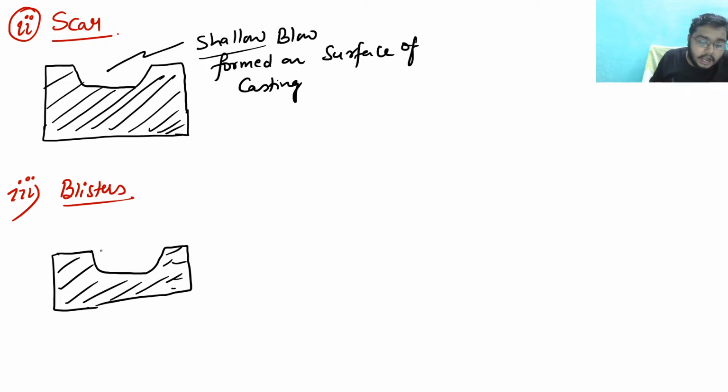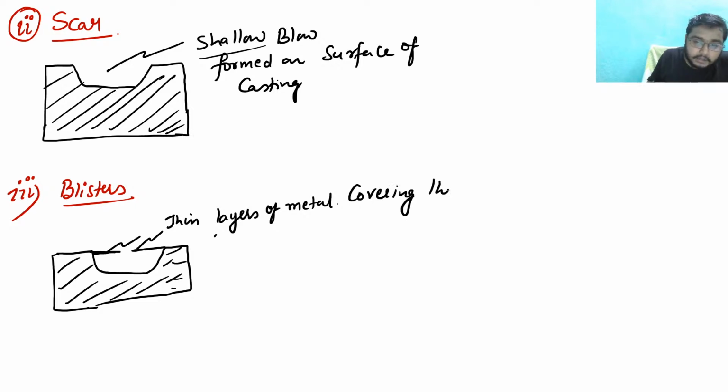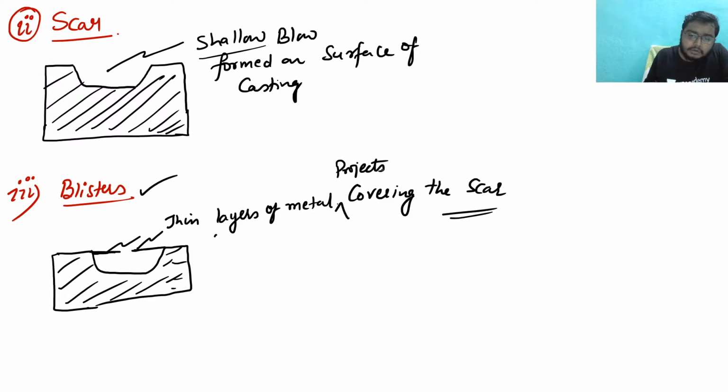Now see, this scar is covered by a thin layer of metal. So suppose there is a thin layer of metal which is actually covering my scar, and this is known as a blister. We can say there is a thin layer of metal projection, so you can also say projections. This is actually known as a blister. I hope the difference between a scar and a blister is clear to you.